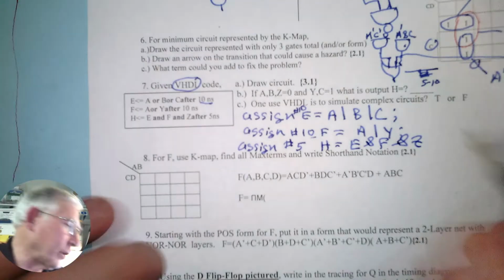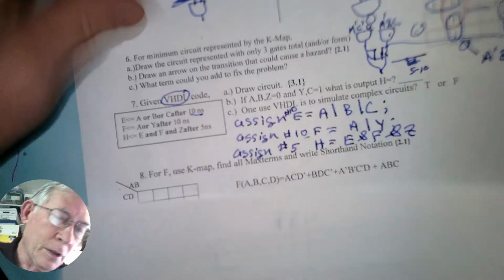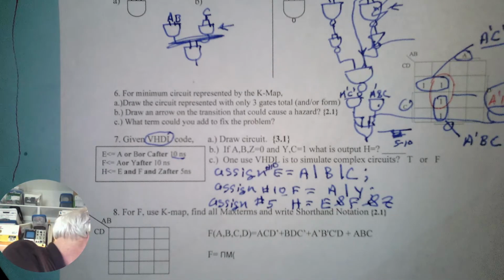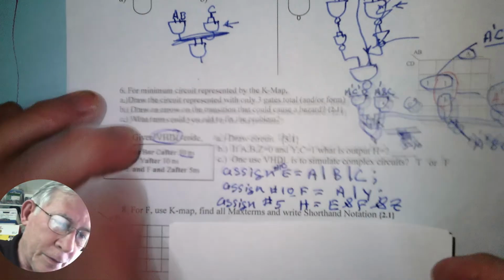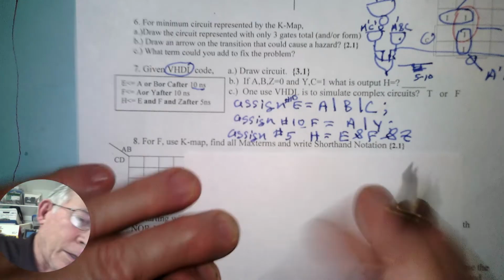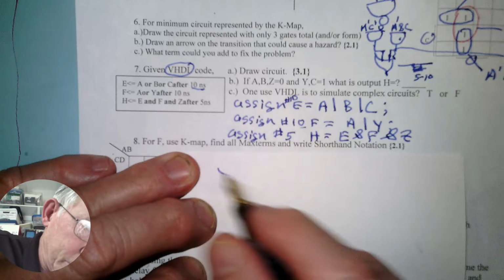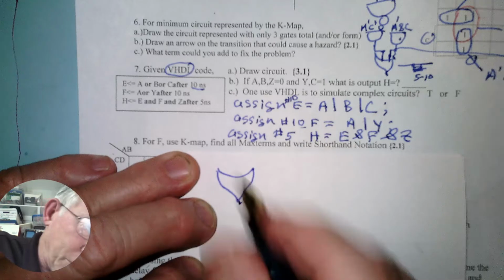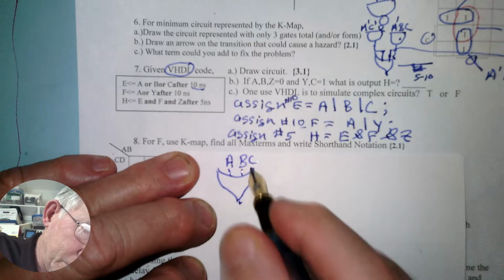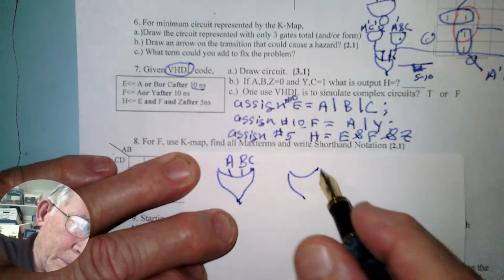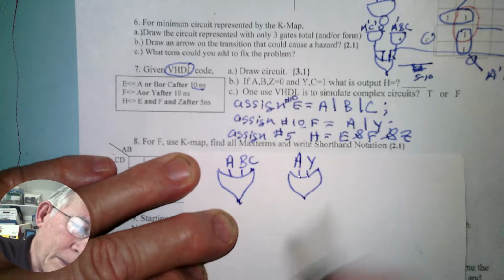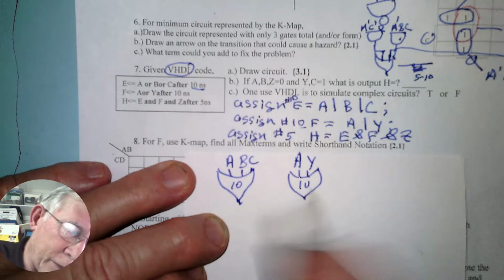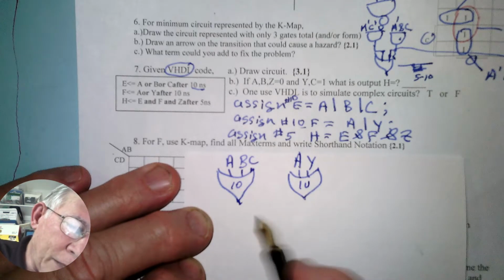Now if we draw this circuit, let me just draw it on this card. So let's just draw it right here. We have an OR gate here with A, B, and C. We have another OR gate with A and Y. These both have 10 nanosecond delays. I'll write 10 in there. And then finally, we have an AND gate here.